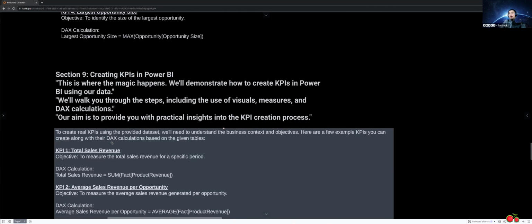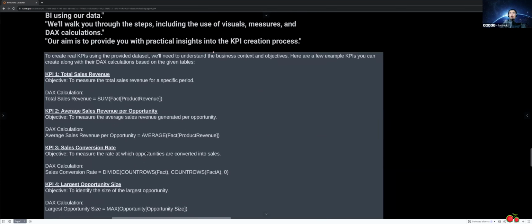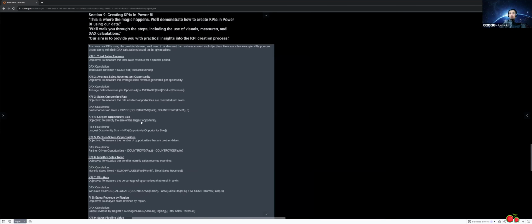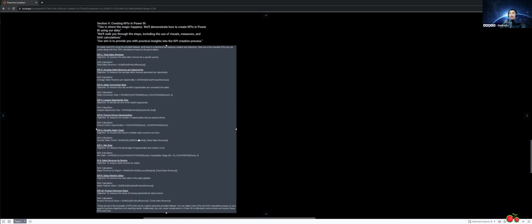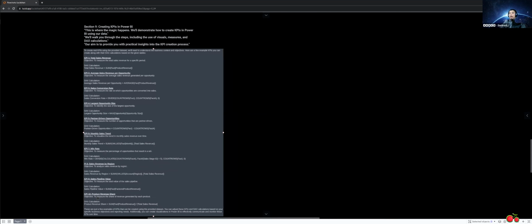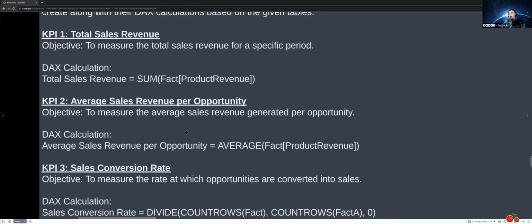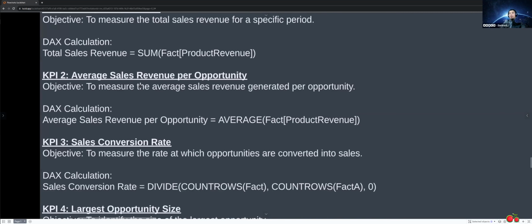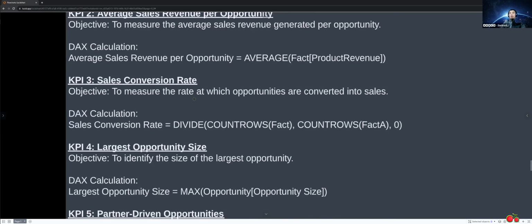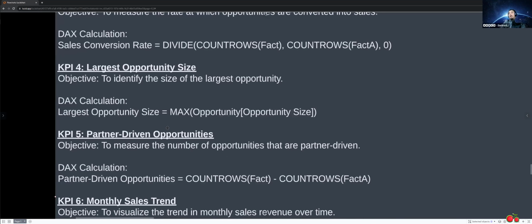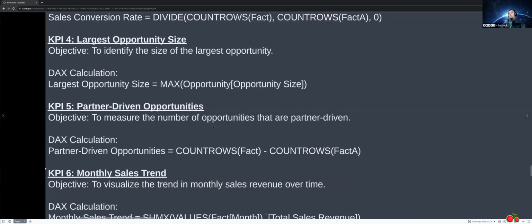So here I can show you, look how many KPIs I can create from that, just by asking these kinds of questions. I have 10 KPIs. And by the way, I can do more. So again, total sales revenue right here. I have the objective, and this is the DAX, the average sales, the sales conversion rates, right? Largest opportunity, partner-driven opportunities, and there we go. This is to measure the number of opportunities that are partner-driven. Okay, look at that. That's nice.